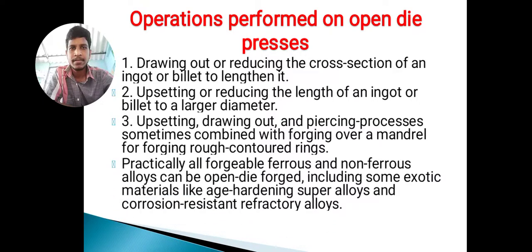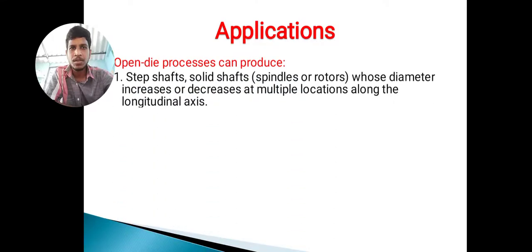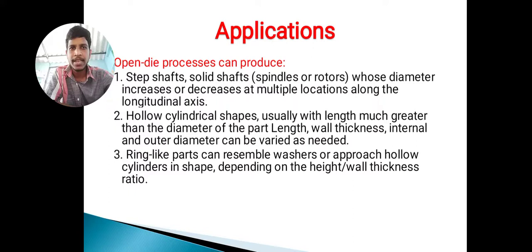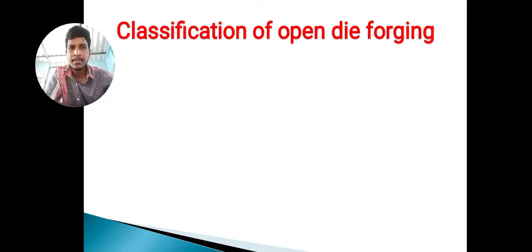Next, applications. The open die process can produce step shafts and solid shafts, hollow cylindrical shafts, ring-like parts and cylindrical shapes, where wall thickness and internal and outer diameter can be varied as needed. It also produces contoured formed metal shells like pressure vessels, which may incorporate extruded nozzles.